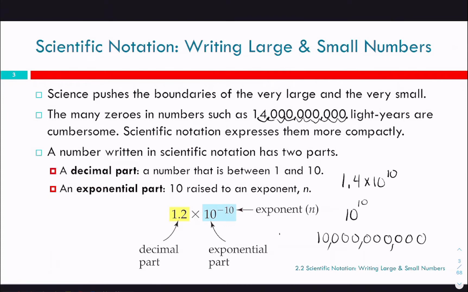So if we take 1.4 and now multiply it by that 10 billion, we'll get back to the really big number that we had before, right? So it's representing the same number in a different way.